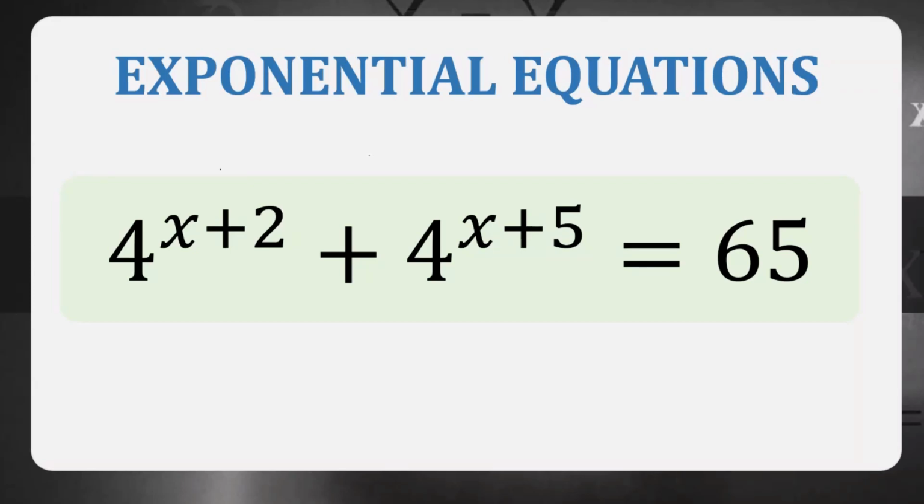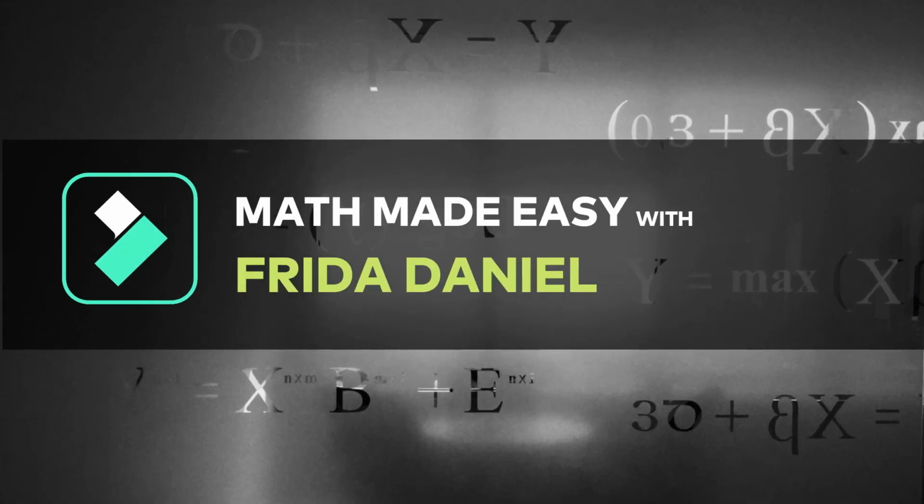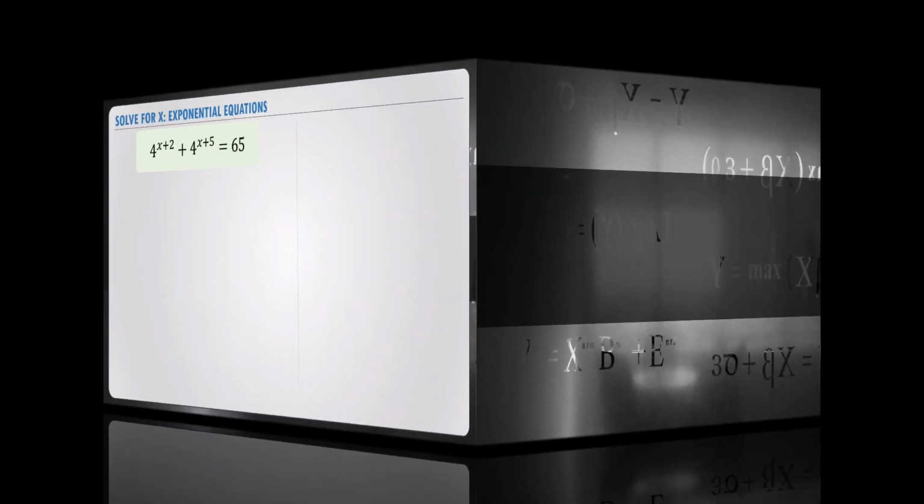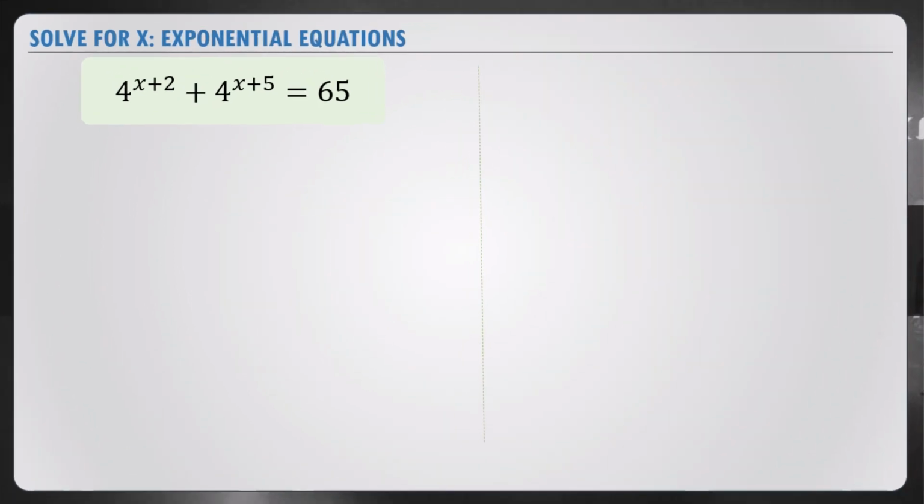Today we will be solving this exponential equation. This is a challenging one, so let's get into it. Okay, we have 4 to the power of x plus 2 plus 4 to the power of x plus 5 is equal to 65. Now we're going to bring in a strategy here.